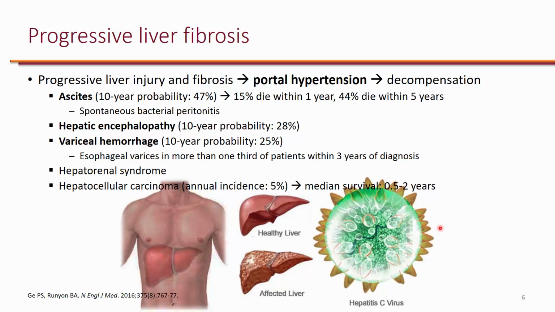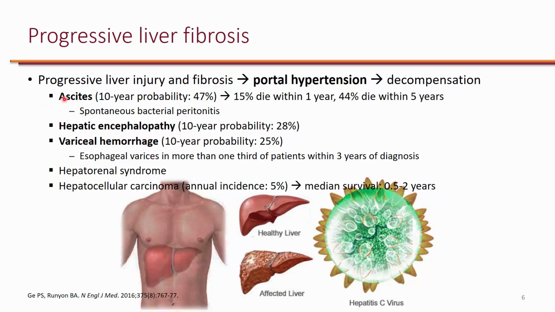When someone develops ascites, the 10-year probability of developing ascites is actually about 47%. So almost half of patients with cirrhosis are likely to have ascites within 10 years. And once they develop ascites, about 15% of them die within a year, and up to 44% die within 5 years. So this is not good. Once you have decompensated cirrhosis, there are really bad outcomes.